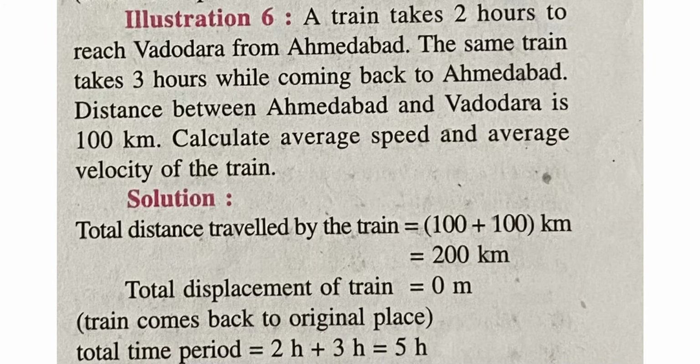Next question. A train takes 2 hours to reach Vadodara from Ahmedabad. The same train takes 3 hours while coming back to Ahmedabad. Distance between Ahmedabad and Vadodara is 100 km. Calculate the average speed and average velocity of the train.